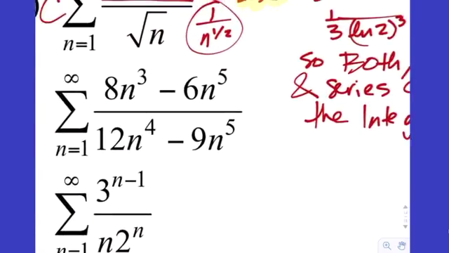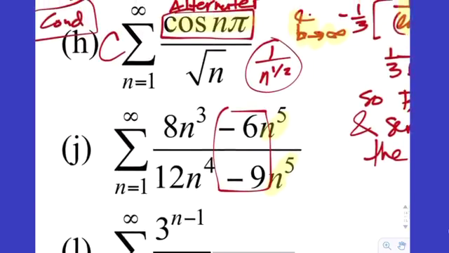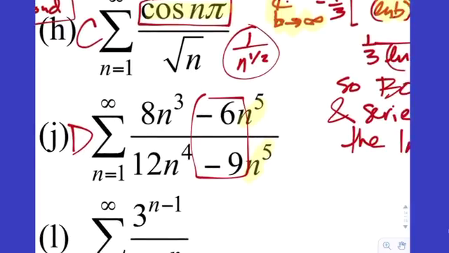J is next. Converge or diverge? The series. We got an n to the 5th over an n to the 5th. The limit of the sequence is 2/3. Is that equal to 0? No. So because the sequence converges to 2/3, the series diverges. The series diverges by the nth term test.